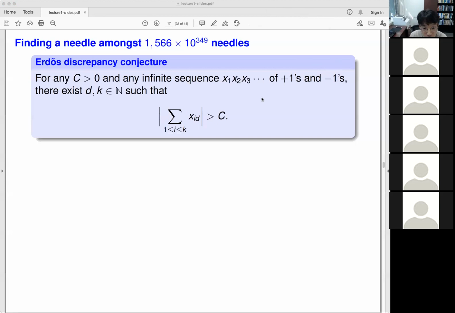Suppose we have a sequence like this: +1, +1, -1, +1, -1, -1, +1, -1, -1, -1, +1, -1, -1, -1, -1, and so on.